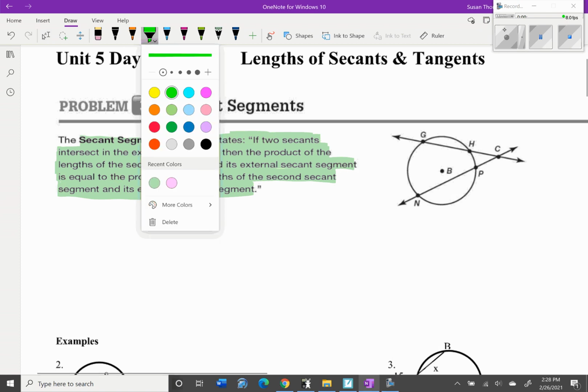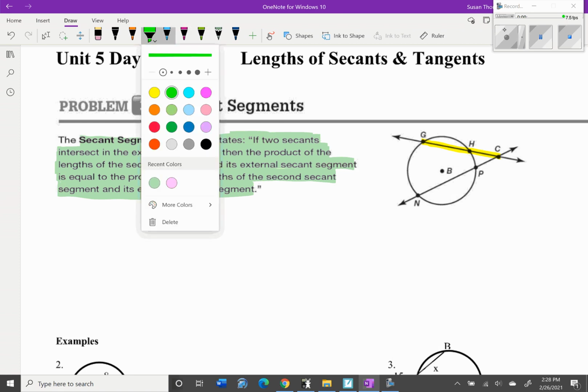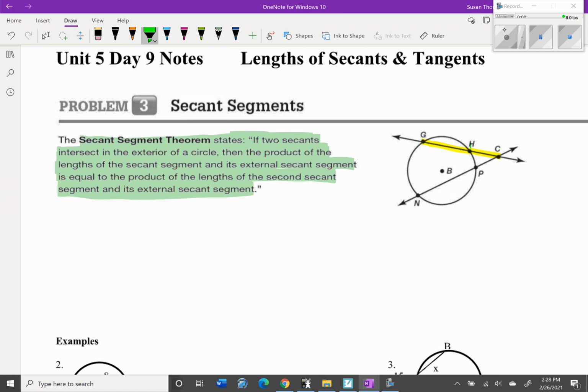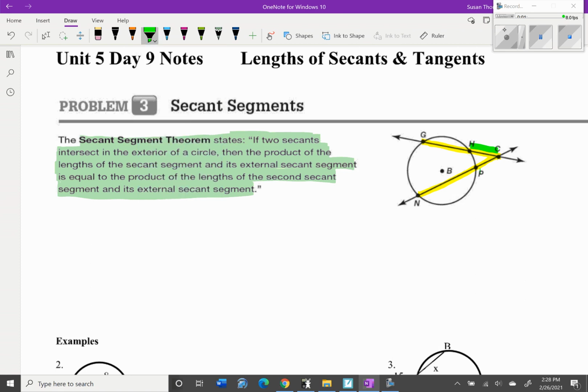So the length of the secant segment for this first one would be, of course, from here to here, so G to C. And the external secant segment would be this portion right here, H to C, is equal to the product of the length of the second secant segment and its external secant segment. So again, the length of the secant segment is N to C now, and the external portion would be right here, which is P to C.